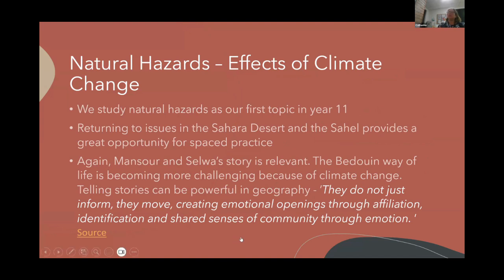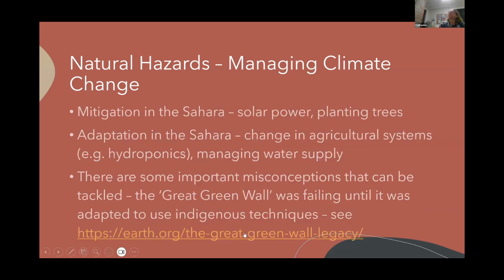And this brings in another idea with teaching about different places, the idea of telling stories. This is a quote here. They do not just inform, they move, creating emotional openings. The children having a connection with Mansour and Selwa is going to make it much more real to them, the idea of having issues in different parts of the world. But we can also do more in natural hazards if we click on to the next one.